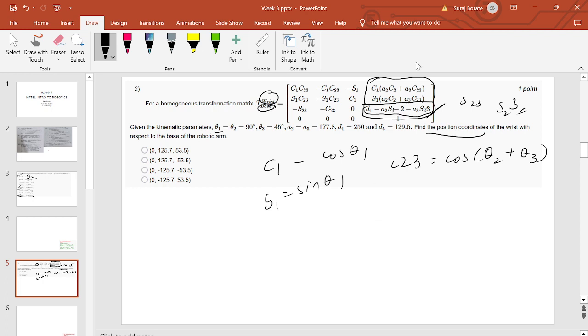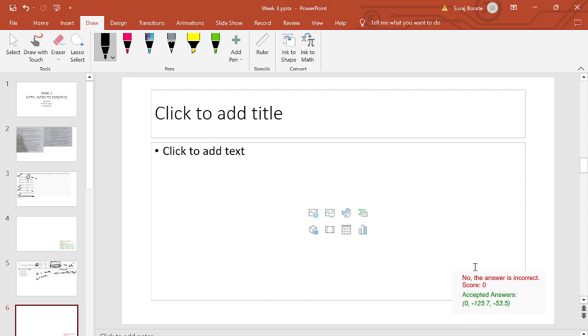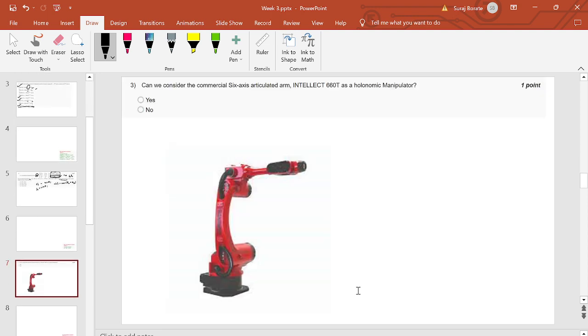Yeah. So here, if you see, we will get the answer as minus 125.7 and minus 53.5. So this is also the answer. Yeah, this is the answer, and this is what we got in the MATLAB, right? So yeah, I think this is fine.